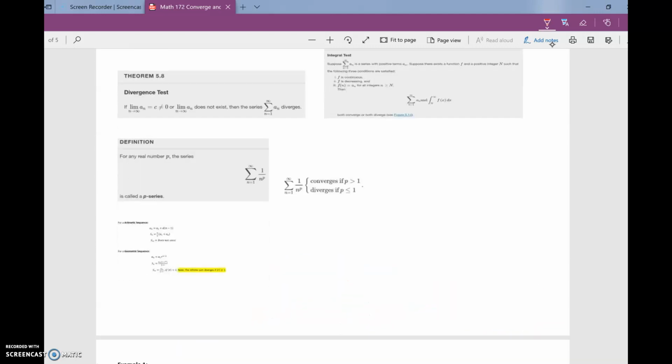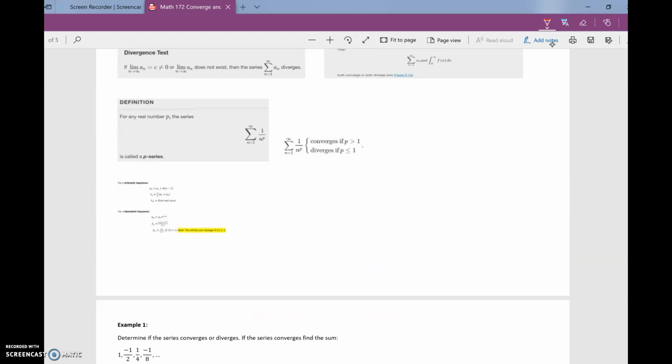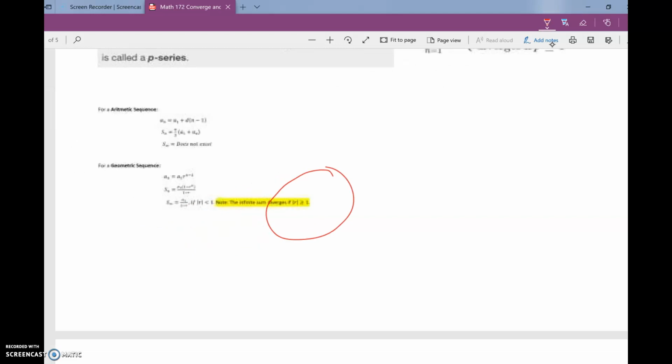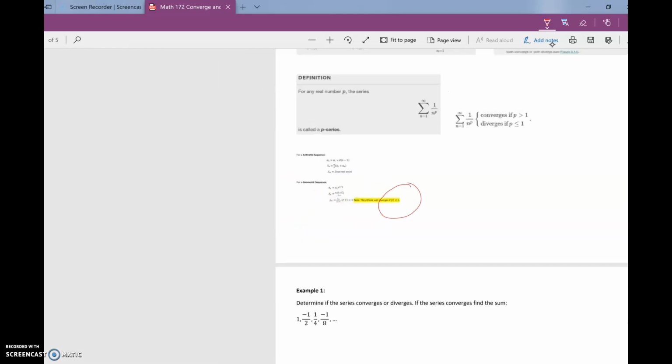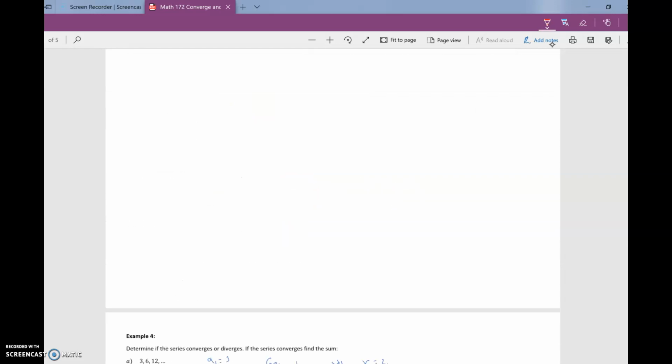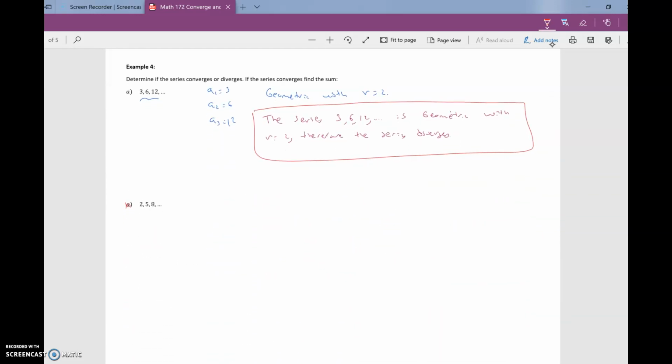Let me go back and review that. Remember that r, if it happens to be, you can barely see it here, but if it happens to be greater than or equal to 1, it's going to diverge. So that's actually it for that one.